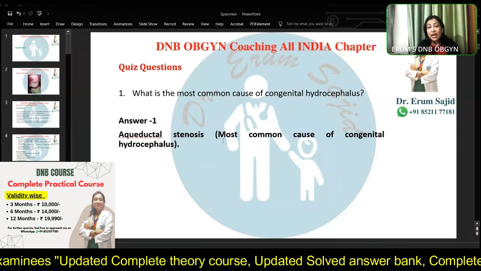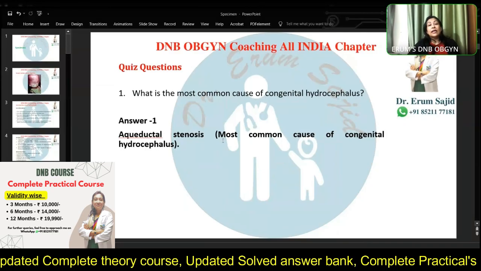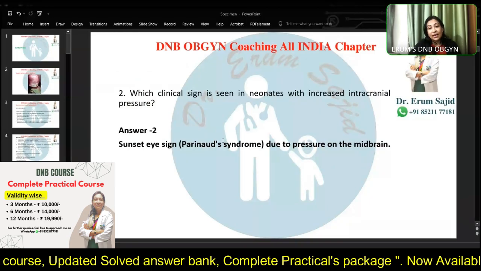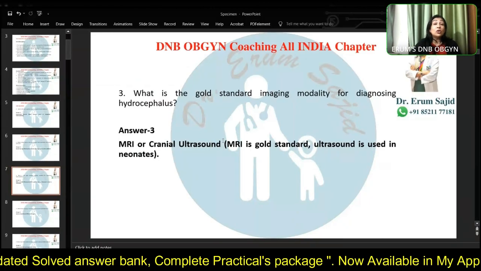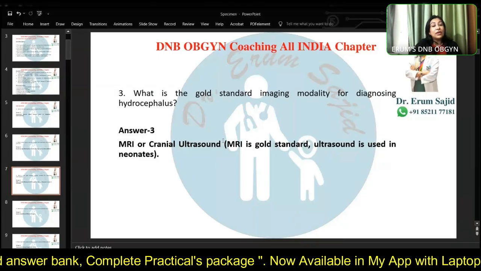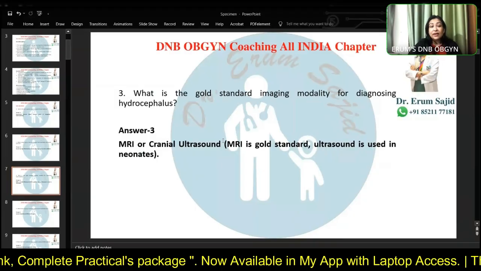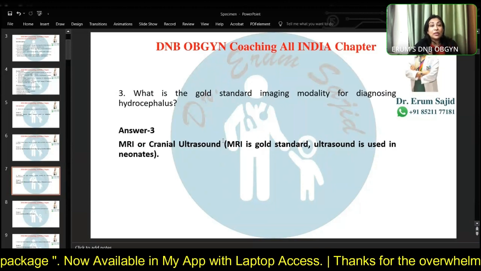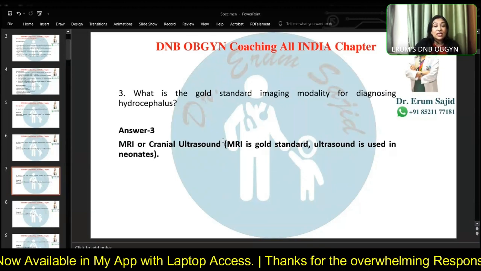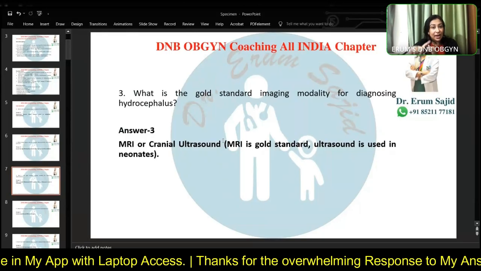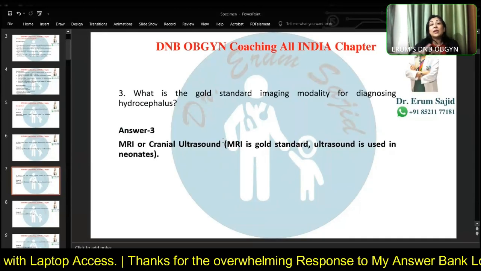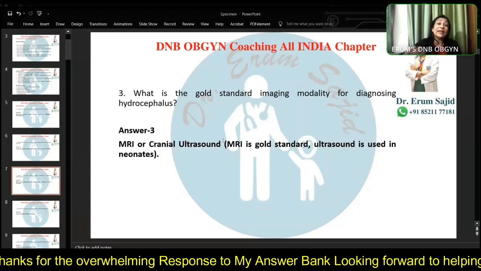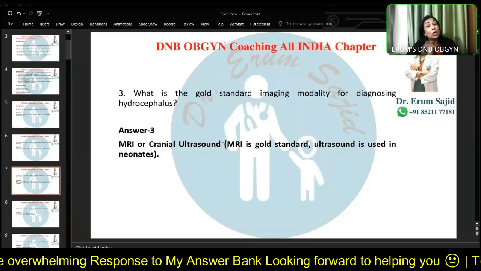The most common cause of congenital hydrocephalus is the aqueductal stenosis. Then, which clinical sign in neonates with increased intracranial pressure? It's the sunset eye sign, which is most common. The imaging modality for diagnosing hydrocephalus, definitely the cranial ultrasound. MRI is the gold standard. The reason we need MRI is because we can also see where the blockage is. MRI becomes the gold standard, but cranial ultrasound is very good for screening and diagnosing it, and then the confirmation is with MRI. That also sometimes tells you the place from which the pressure started building up, so we can get to know where the blockage is.